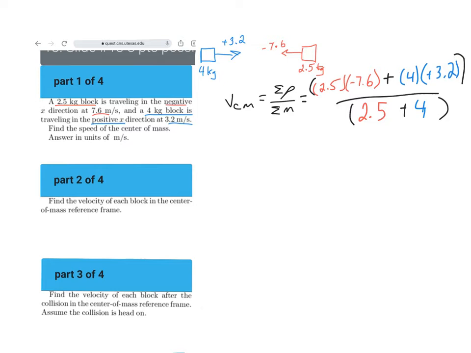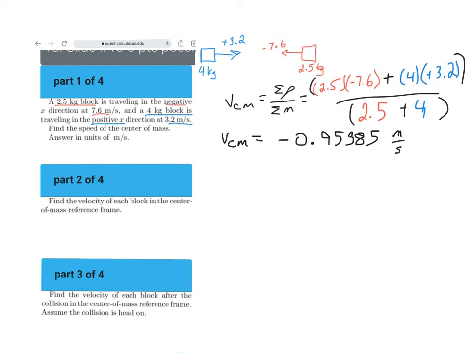That's going to give me an answer for the velocity of the center of mass. VCM will be equal to negative 0.95385 meters per second. That is the velocity of the center of mass.